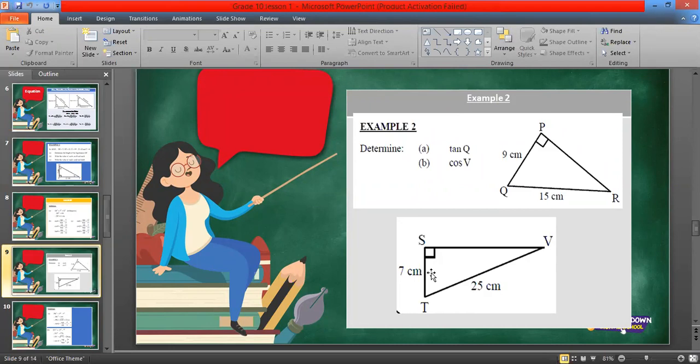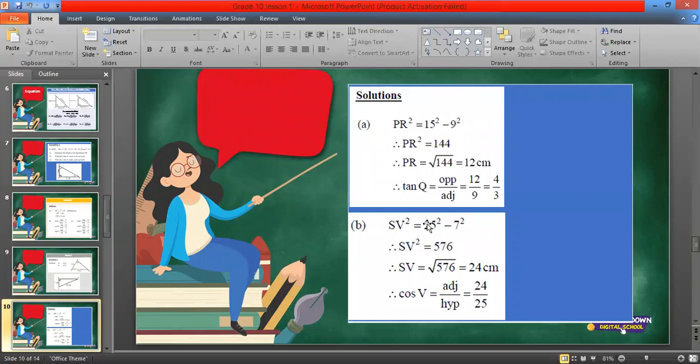What is 25 squared? 625, minus 49. The square root of that will give us our SV. So 25 squared is 625, 7 squared is 49. 625 minus 49, you get what? 576. Then to find your SV, you find the square root of 576, and that will be 24. So SV will be 24.